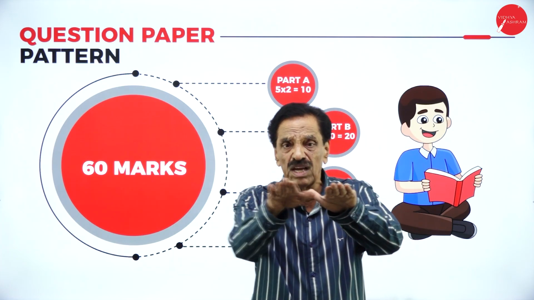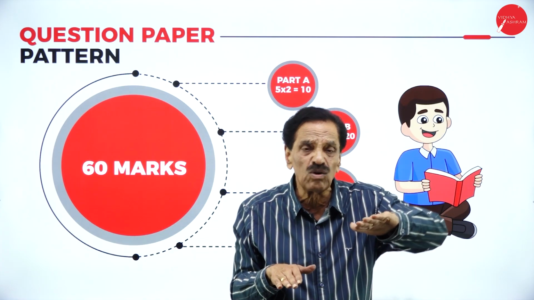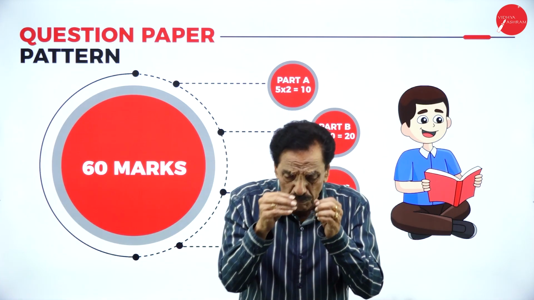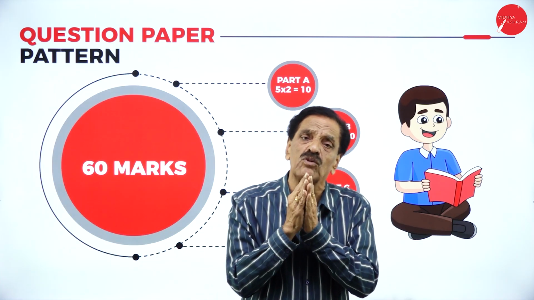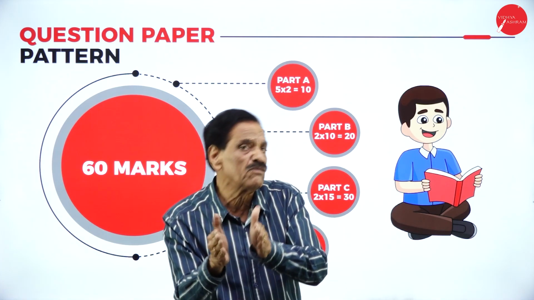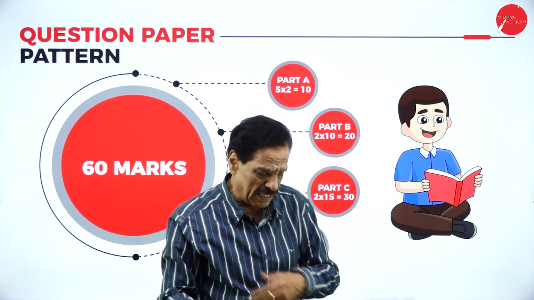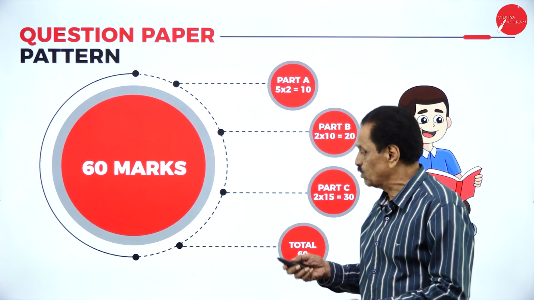So here 60 and 40 are there. 60 goes to paper, 40 goes to internal. In order to pass, we have to score about 40 marks, 21 from the paper, and the remaining balance goes to internal. We'll move on to the next one now.